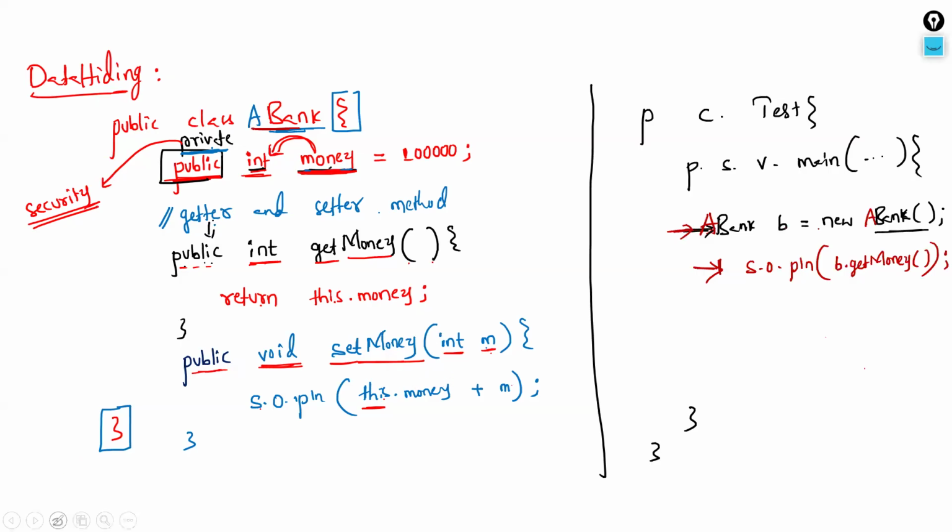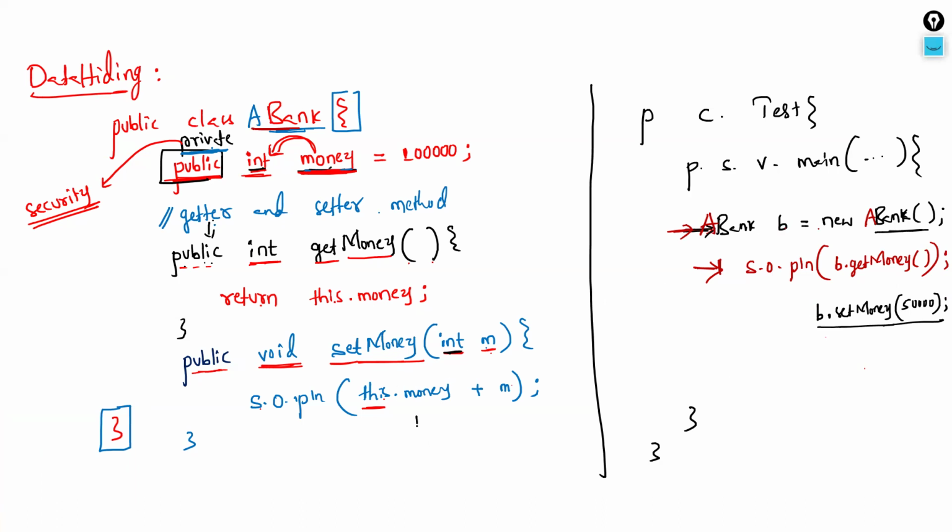Then followed by, can we also call B dot set money? B dot set money. Possible or not possible? Possible. What is the input? What is the input? Int type. Then I'll pass something, say 50,000. Possible? Yes or no? Once this method is executed, what will happen?